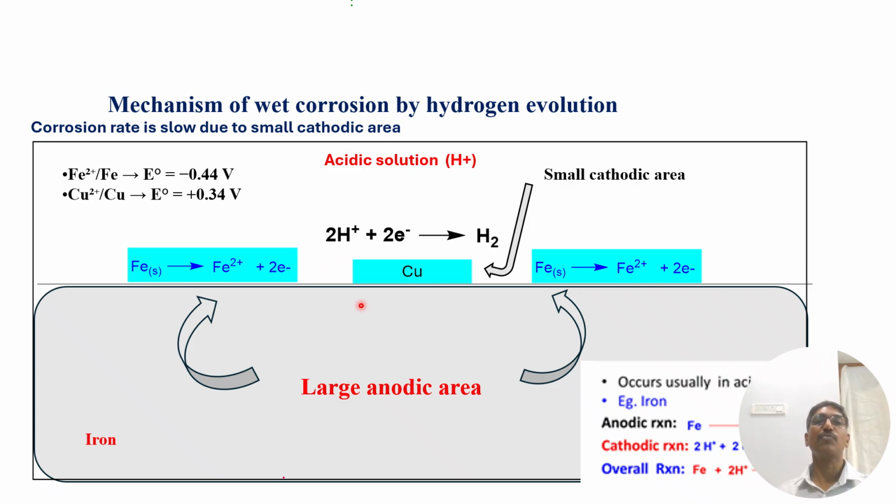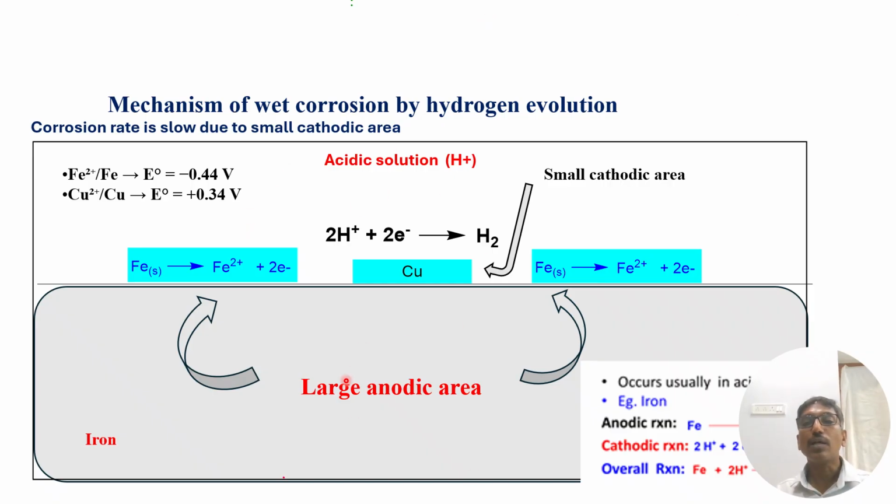When the environment shifts to neutral, however, the mechanism changes. Instead of hydrogen evolution, the dominant cathodic reaction becomes oxygen absorption, where dissolved oxygen in the solution is reduced at the cathode, a distinct pathway that governs corrosion under neutral or near neutral condition.